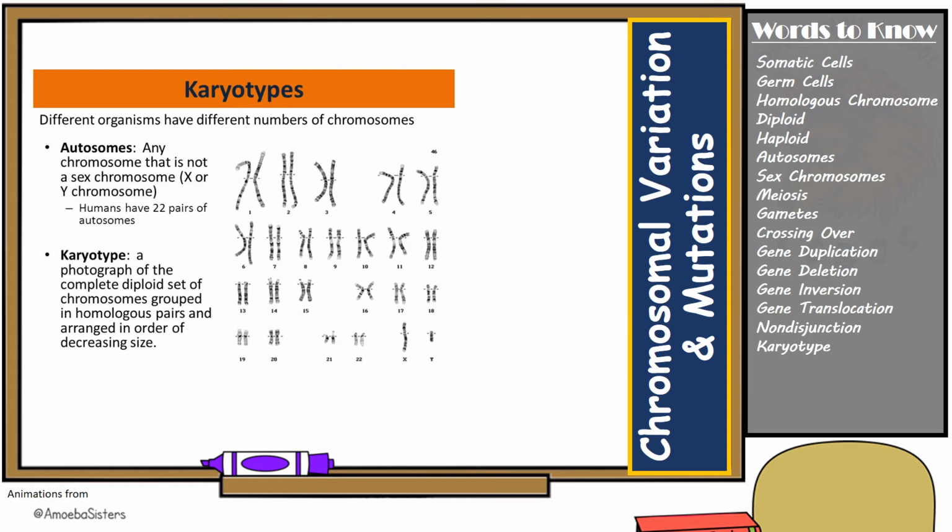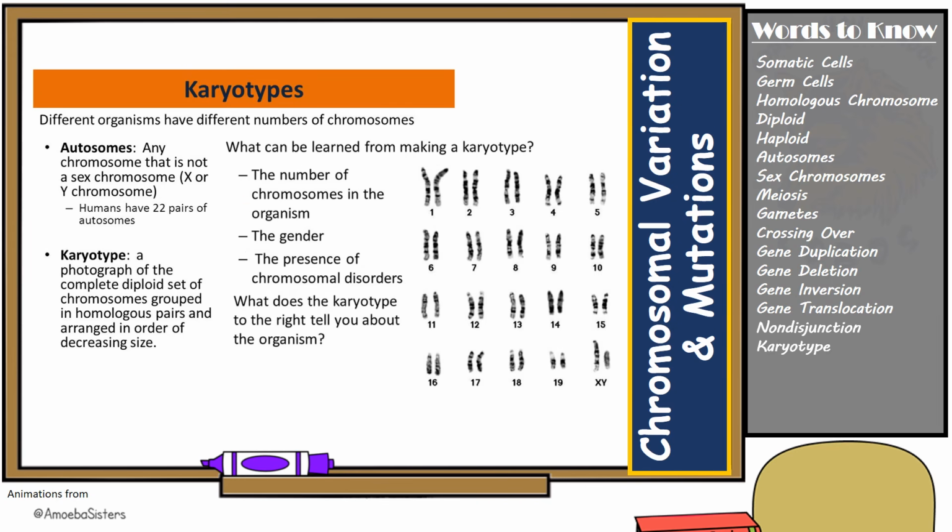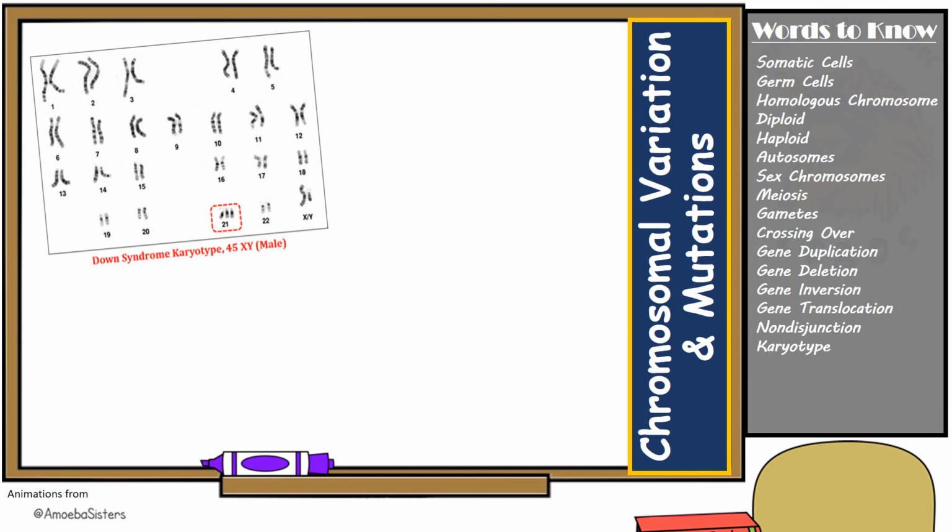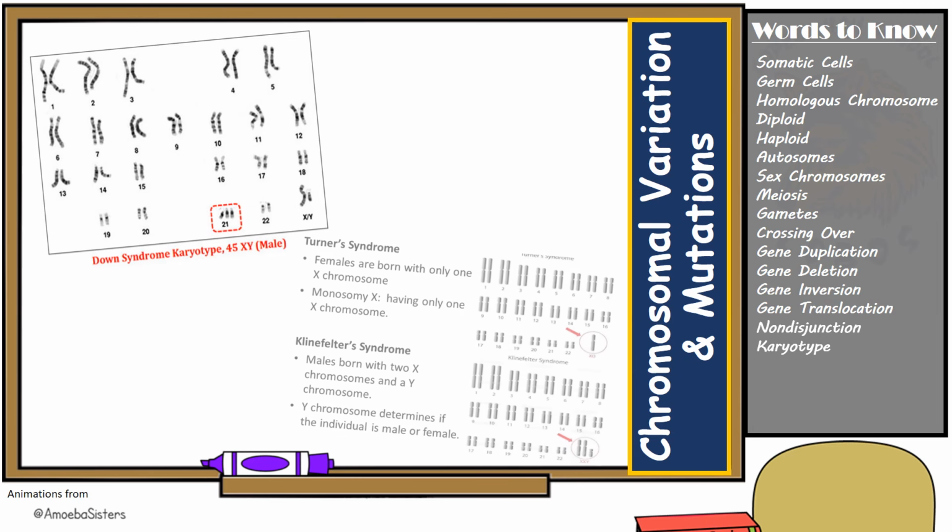Geneticists look at these karyotypes of individuals so that they can determine if the individual has any abnormalities in the number of chromosomes that are present. For instance, this is an example of an abnormal karyotype of a male with an extra 21st chromosome, which is an indicator of Down syndrome, or such as these examples in which the number of sex chromosomes is affected, resulting in certain chromosomal disorders.